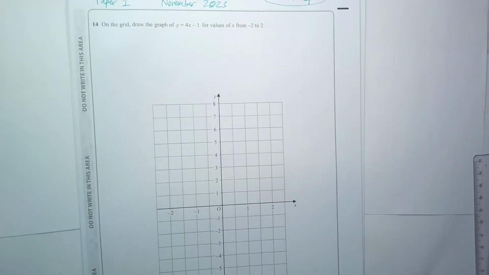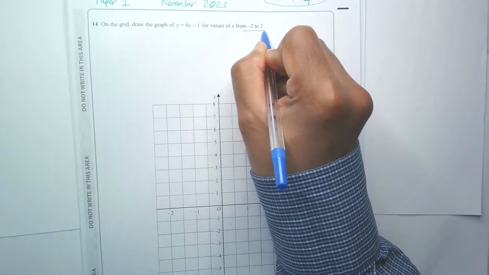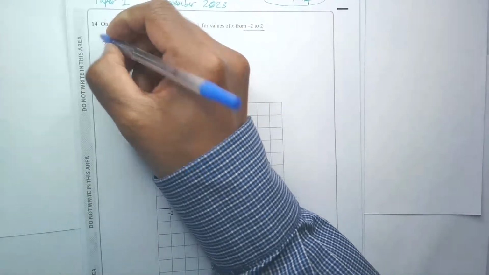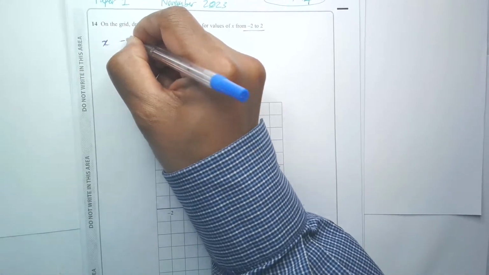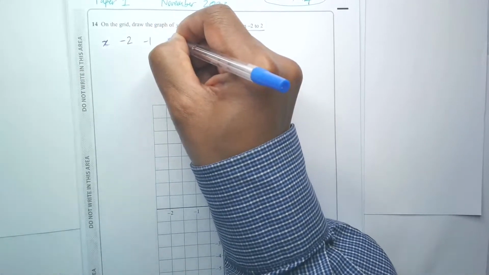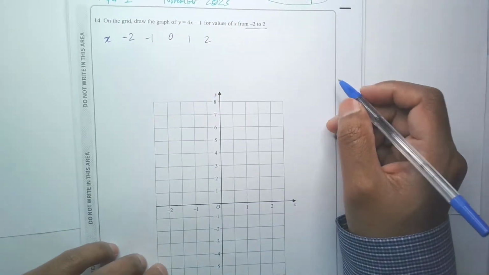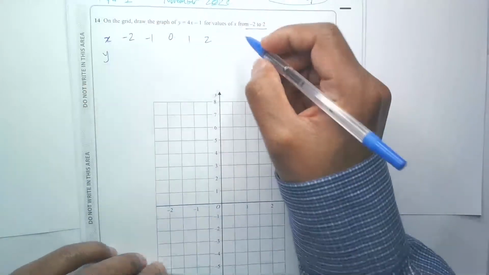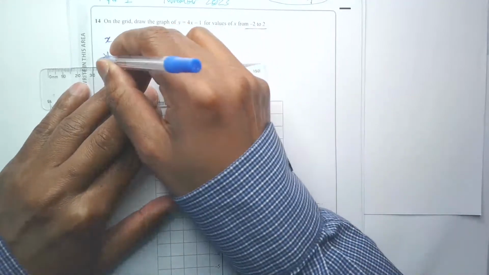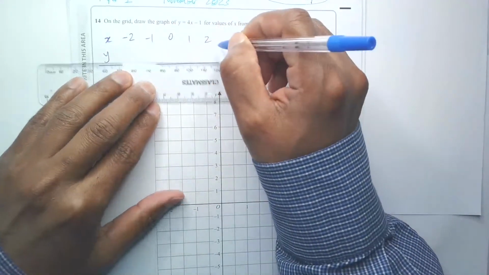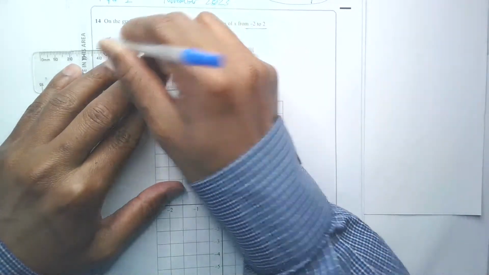So I'm going to do what we did previously. It's saying x from minus 2 to 2. So I'm going to write down x: minus 2, minus 1, 0, 1, 2. I'm going to draw a table of values, with y. So we're going to have here a table.